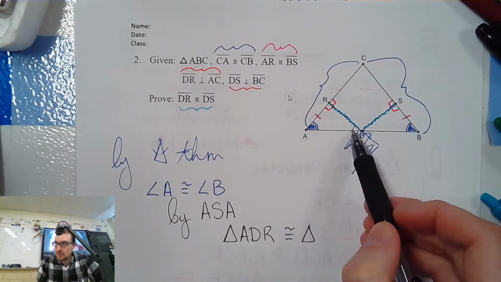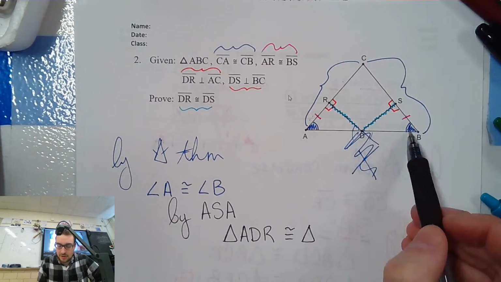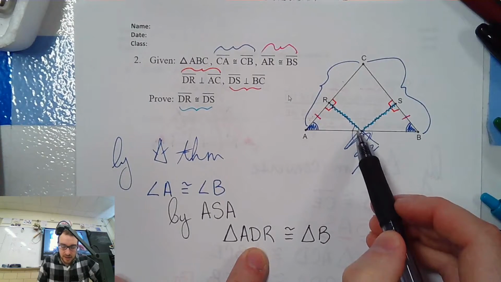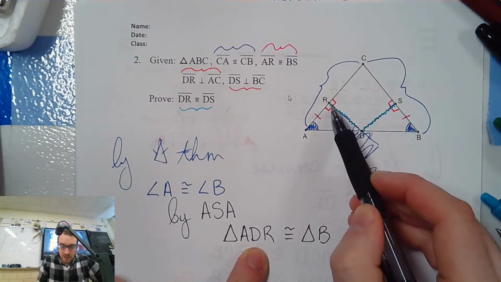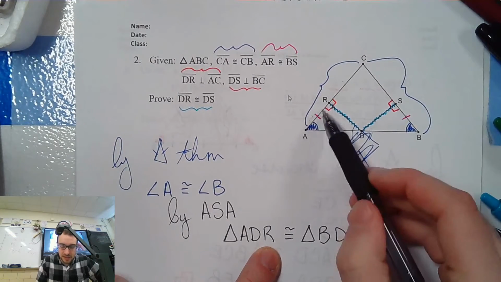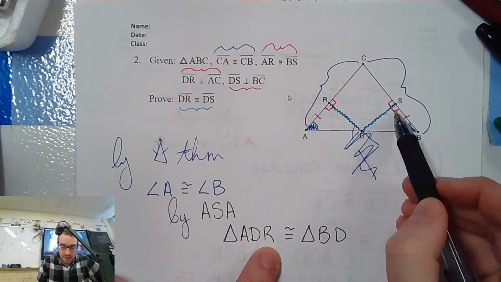Pink in the hypotenuse. A is going to go with B. D, this angle right here. Hypotenuse and unknown leg. D goes with D. R is pink and unknown leg. Pink and unknown leg is S.